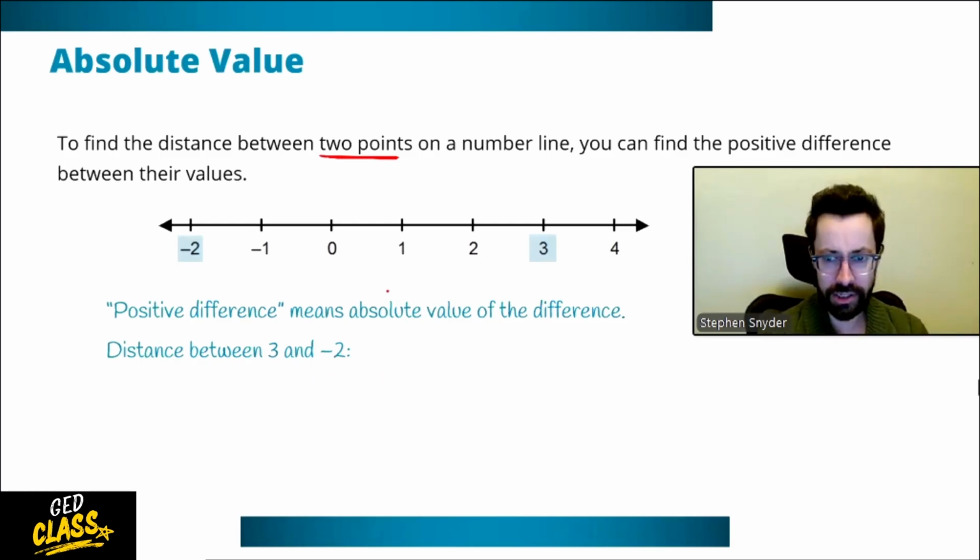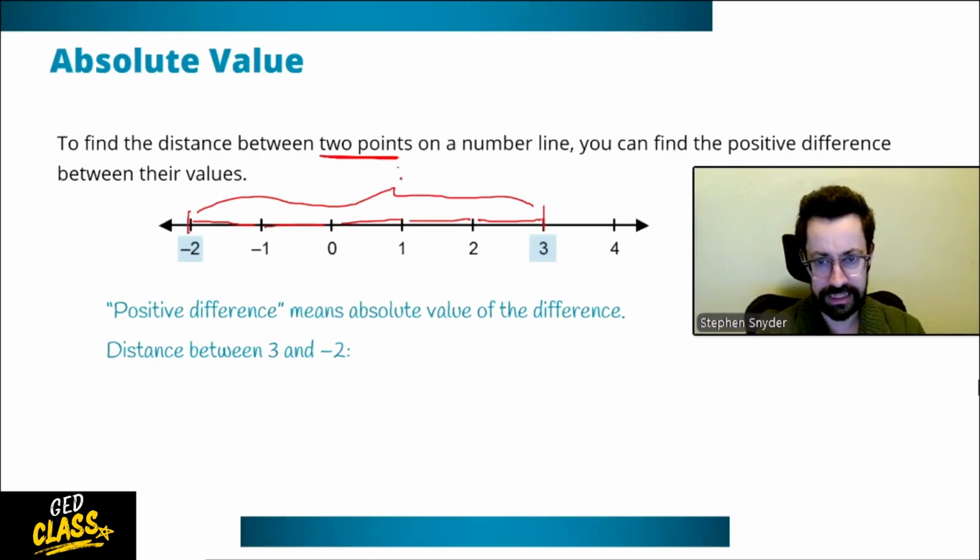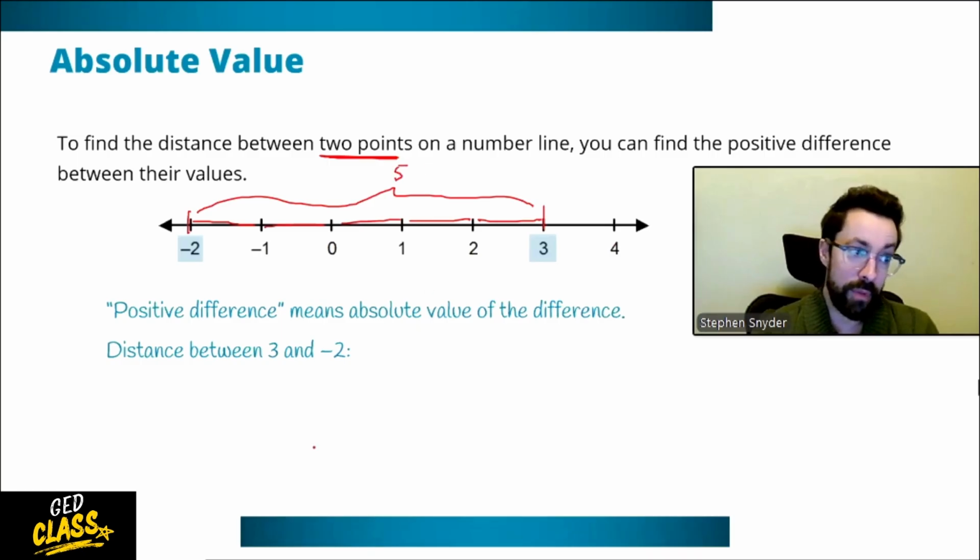Now, if you look at this, you could just go, well, I can look at it on a number line, and I can go, okay, 1, 2, 3, 4, 5. So the distance between these two numbers has got to be 5. I can just look at it. I can see it, right? But if the numbers are more annoying like this, it might be harder to just think through it. So what you can do instead is take the difference.